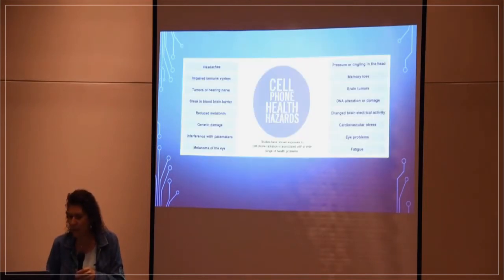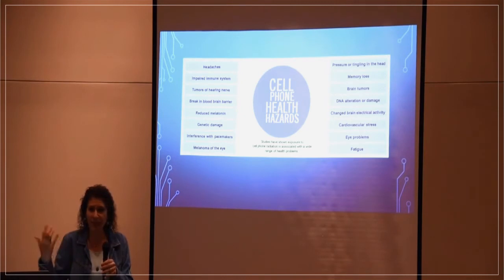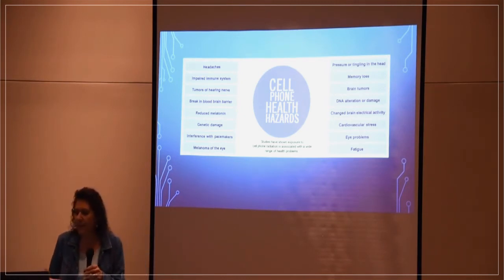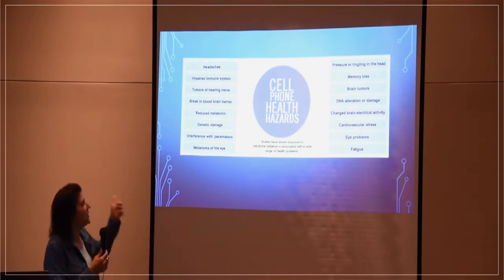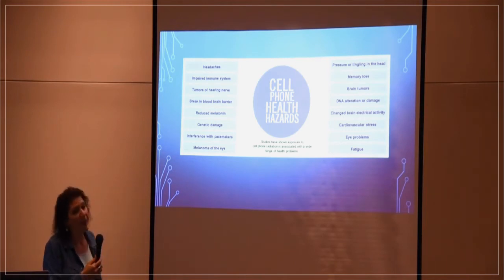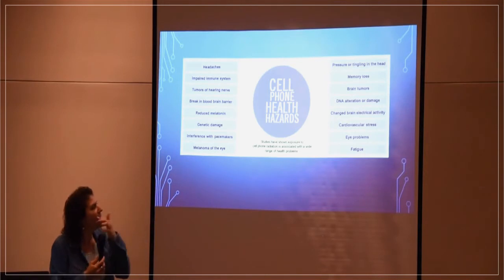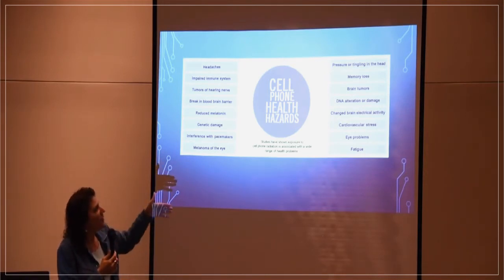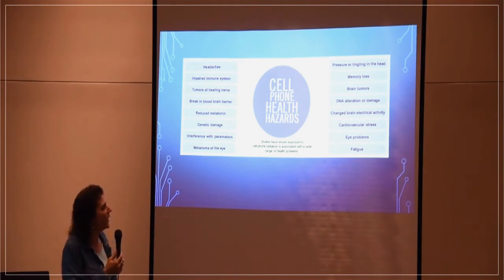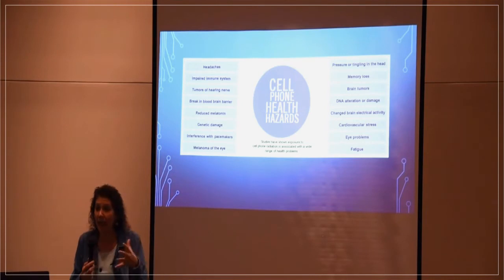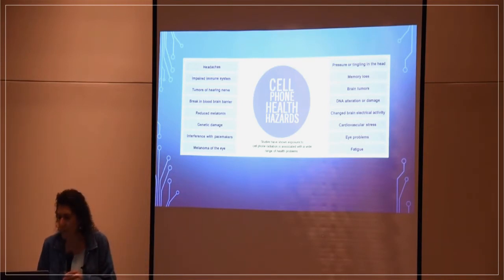Okay, so this is another little photo on cell phone health data. I did put this up so you can take a picture. Again, you guys take pictures of anything you want. But very important to understand that we get headaches, we get muscle fatigue, we get genetic damage, interference with pacemakers is huge, melanoma of the eye. If we have time, we'll talk about skin later. Pressure and tingling in the head, memory loss, brain tumors, DNA alterations, which we just talked about, changed brain electrical activity, cardiovascular stress, eye problems, fatigue, a lot that happens when exposed to cell phones.